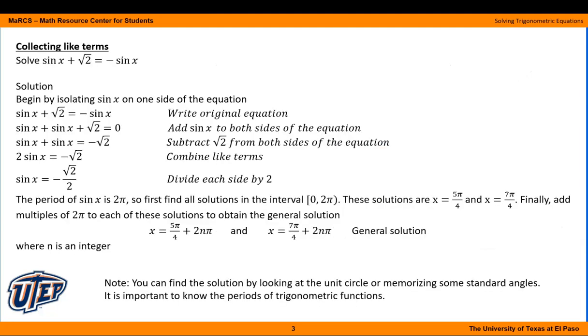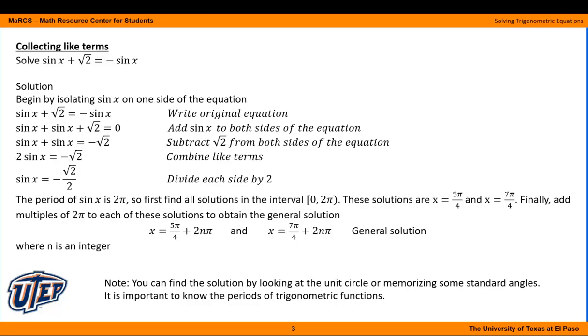Our first example demonstrates collecting like terms. Notice that sine appears on both sides of the equation. Whenever that happens, we usually want to move all trigonometric terms to one side. After combining the sine terms and isolating sine of x, we obtain negative square root of 2 over 2. Now we use the unit circle.